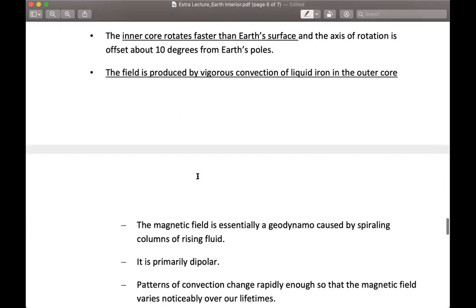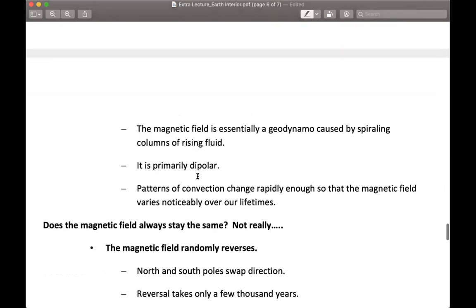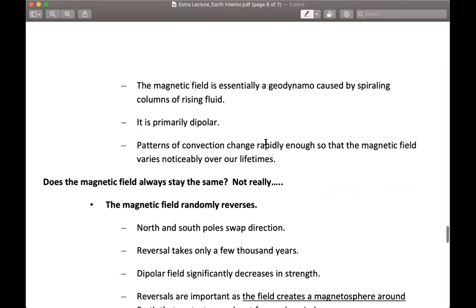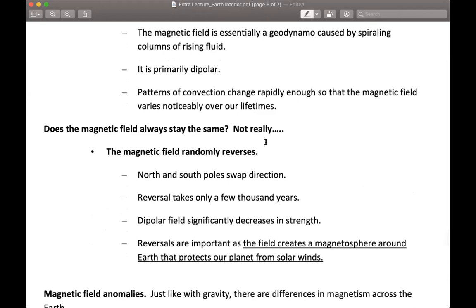That is how this magnetic field is generated. It's like a dynamo, because it is generated by the Earth. We call it the geodynamo. We also have convection there. Because of this rotation, the Earth's outer core behaves as a convective cell as well.